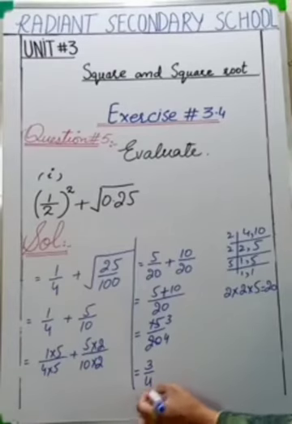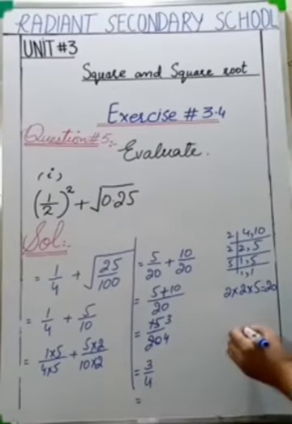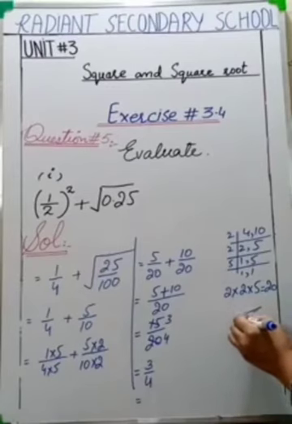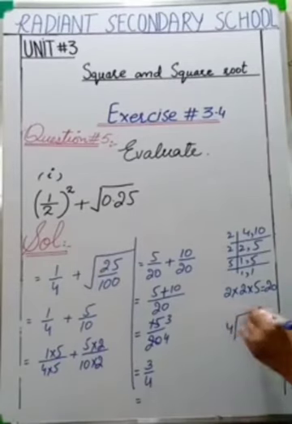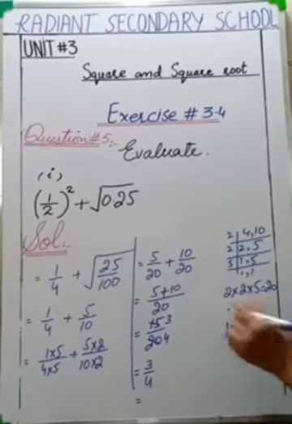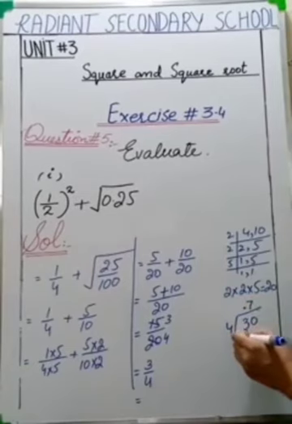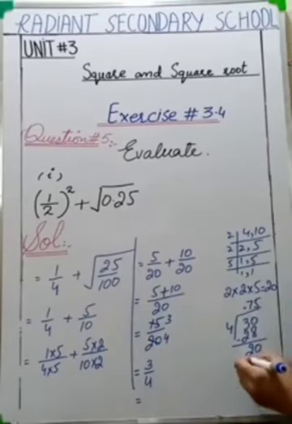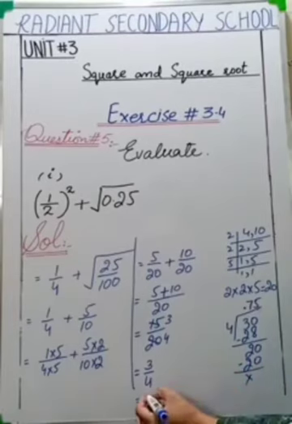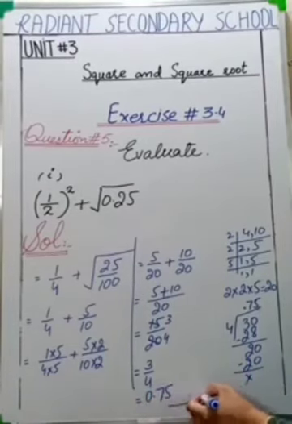So when you divide 3 by 4 like this, 3 is smaller than 4, so you will put decimal point here and put 0 here. 4 7s are 28, 20, 4 5s are 20. So the answer is equal to 0.75.